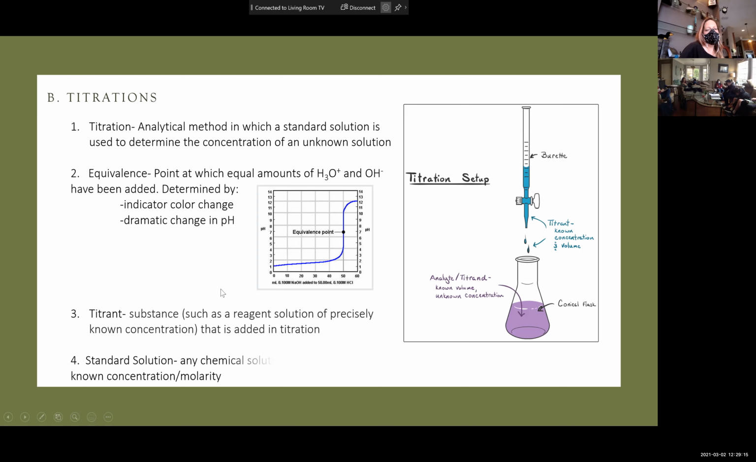And then your standard solution, as we said before, is of precisely known concentration. What are the ways that concentration can be denoted? Do you guys remember?